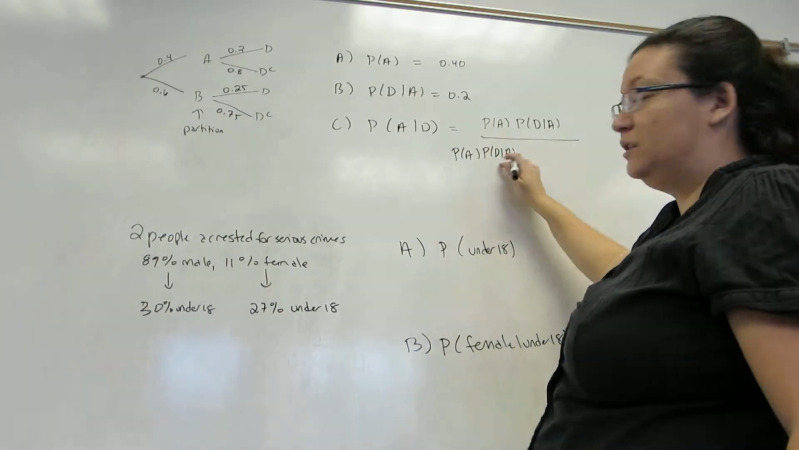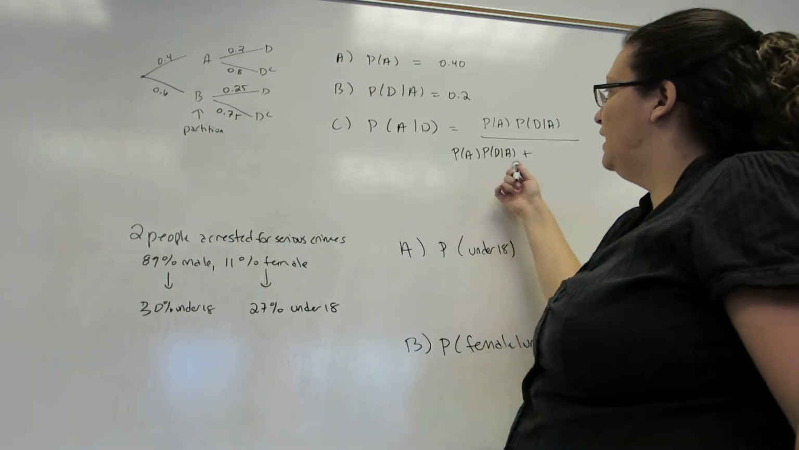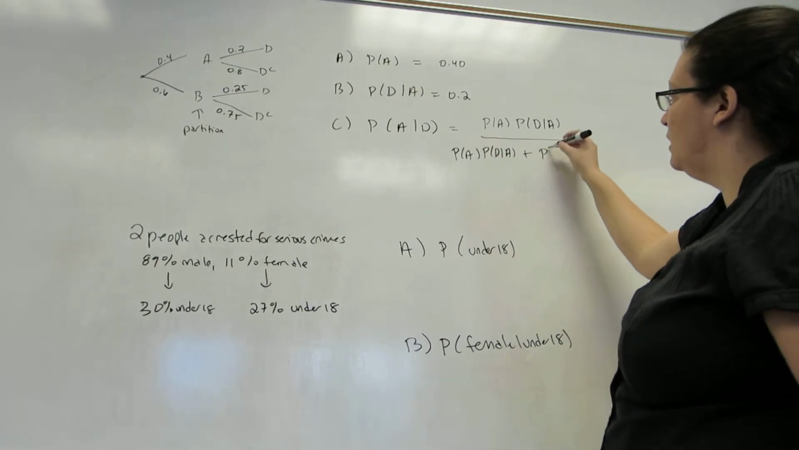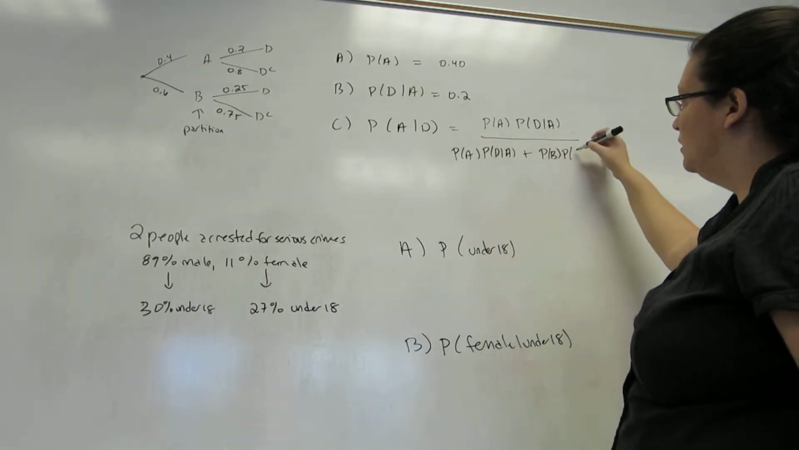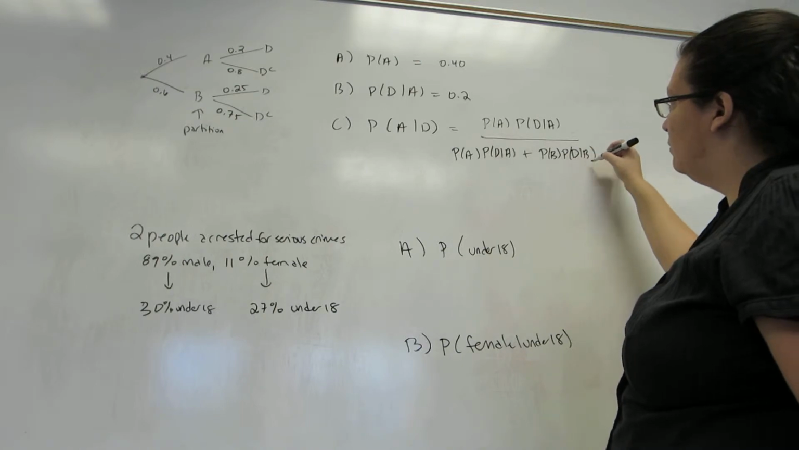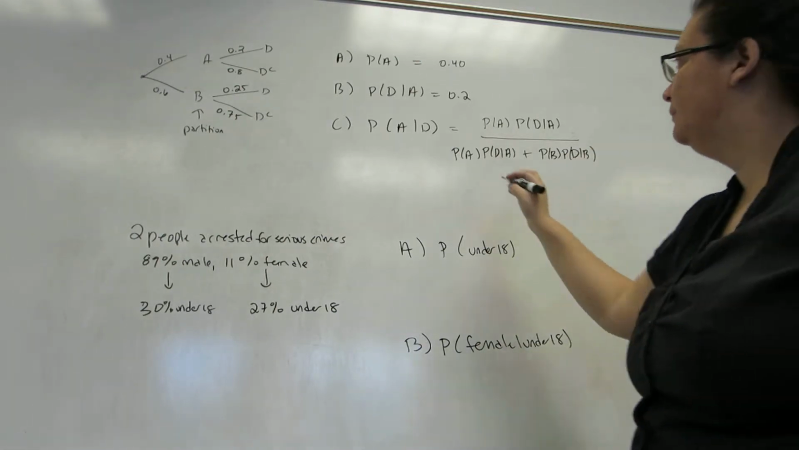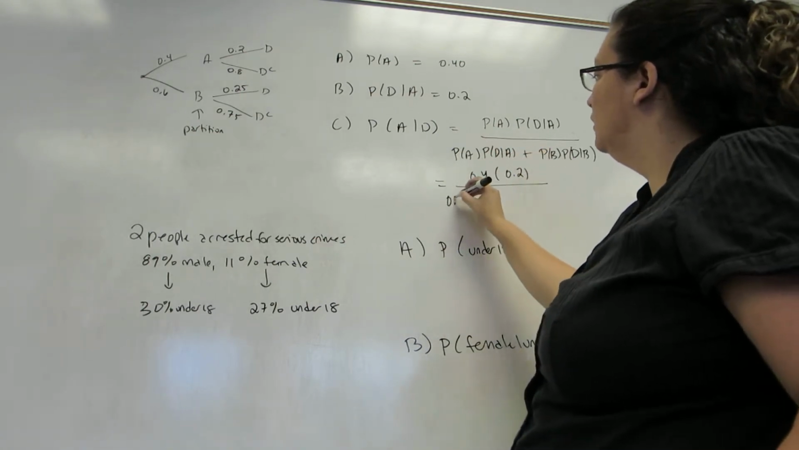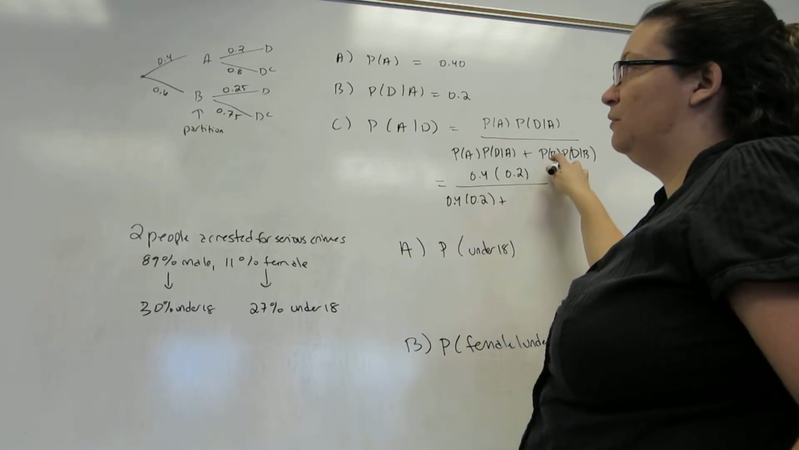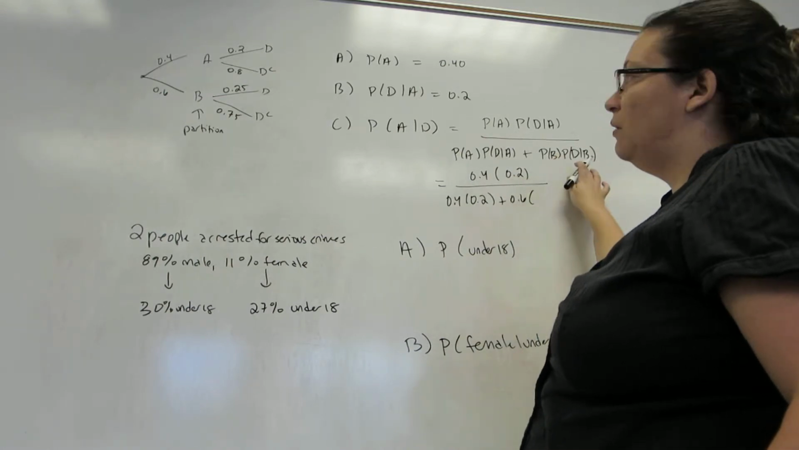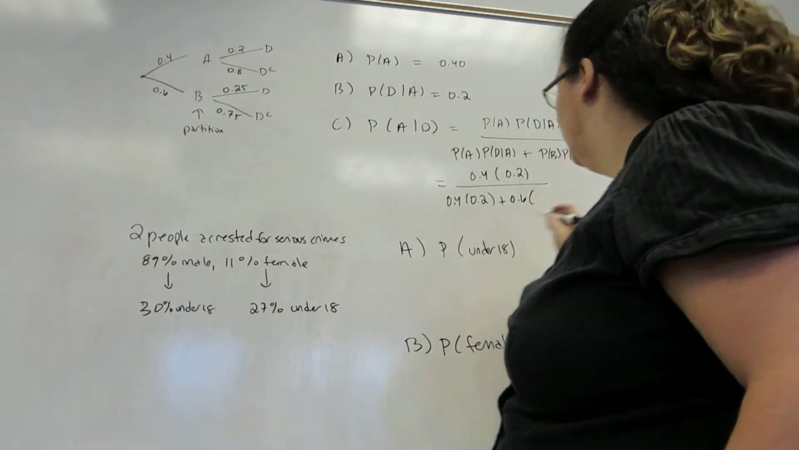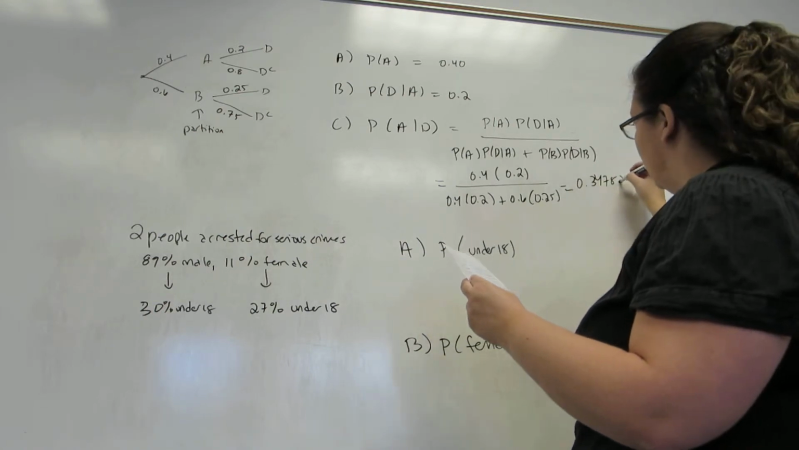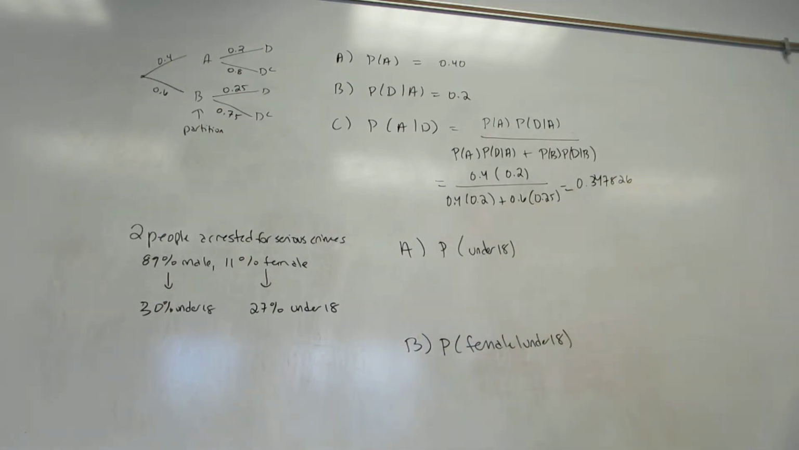This is always a repeat of the top, plus, then I take this and switch out the A for every other option in the partition, which is just, in this case, B. So the probability of B times probability of D given B. Okay. So I end up with 0.4 times 0.2 over 0.4 times 0.2 plus probability of B is 0.6. Probability of D given B is that 0.25. So this works out to 0.347826.